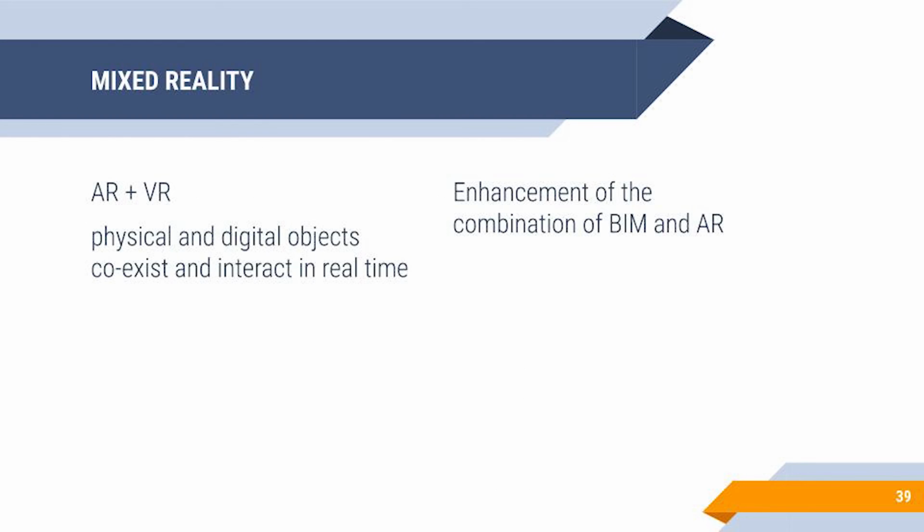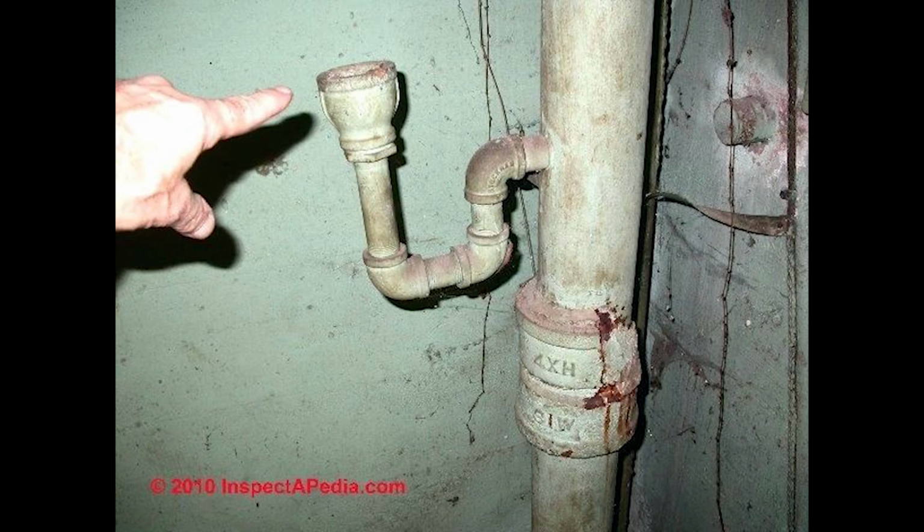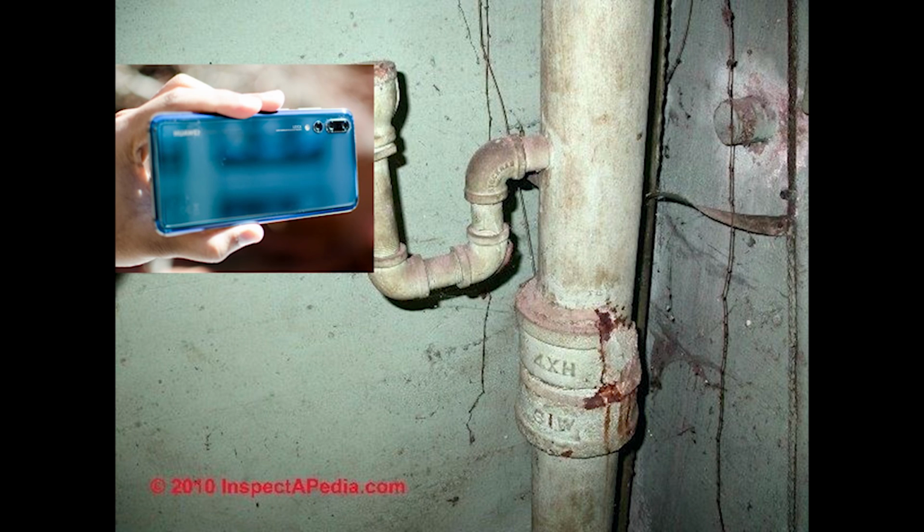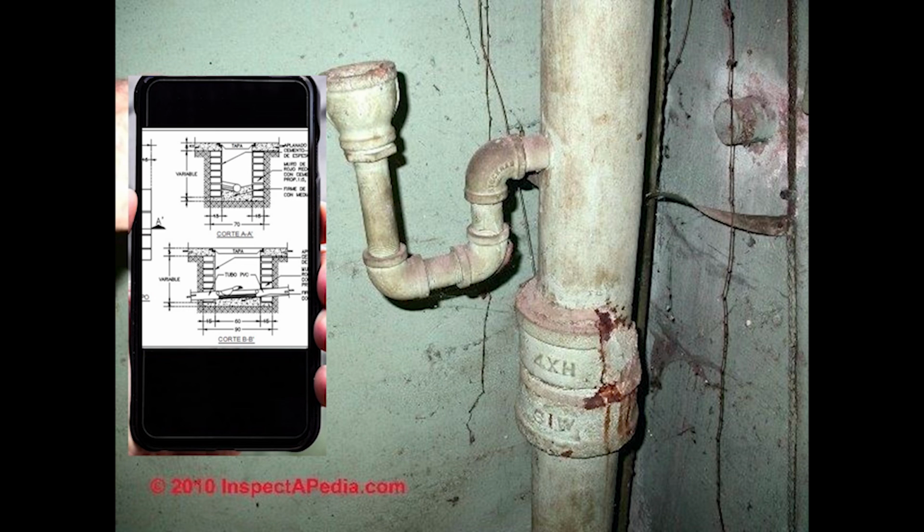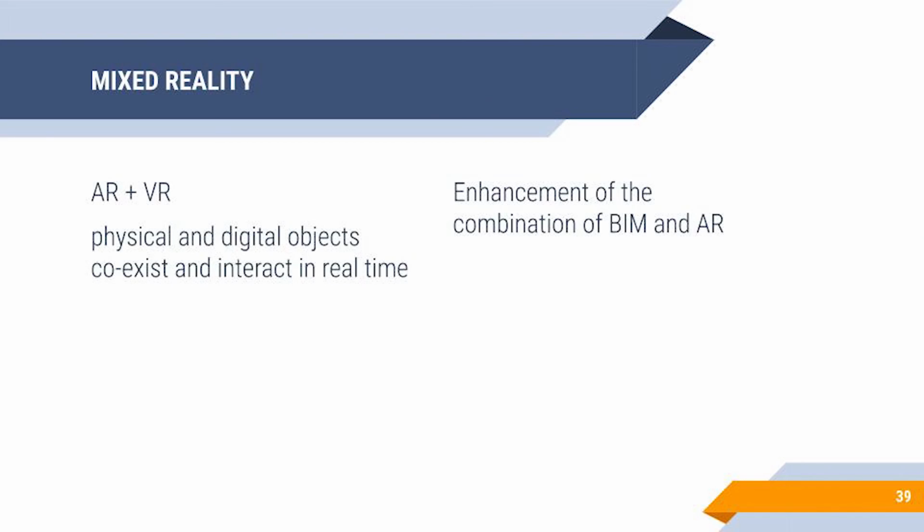Mixed reality. The combination of BIM and AR can be enhanced to mixed reality or MR. MR is the combination of AR and VR, where physical and digital objects coexist and interact in real time. For example, after identifying a building component by pointing it with a camera with built-in software, the BIM system provides feedback by giving relevant information of the building component on the screen of the camera. This is an example of combining AR and BIM.